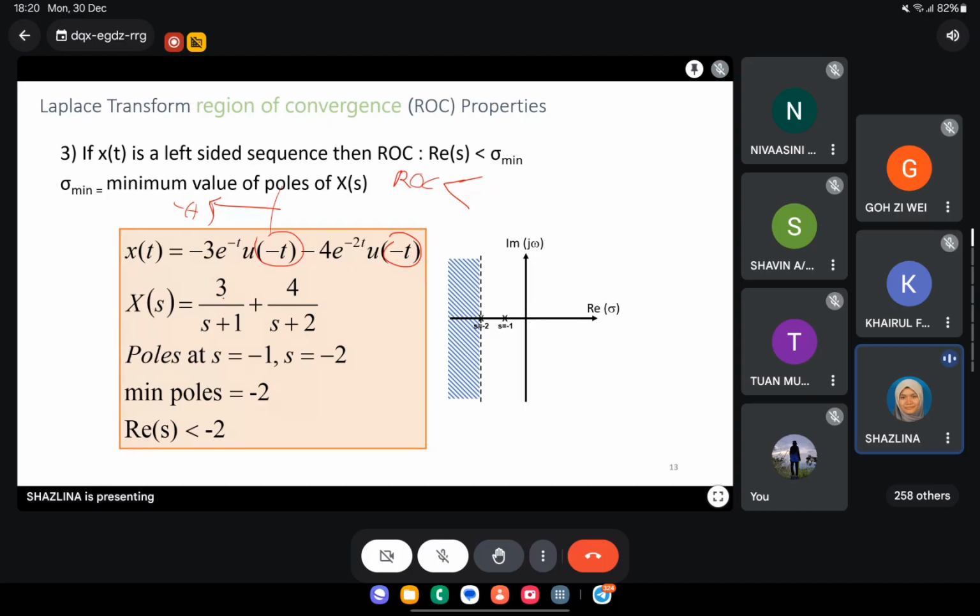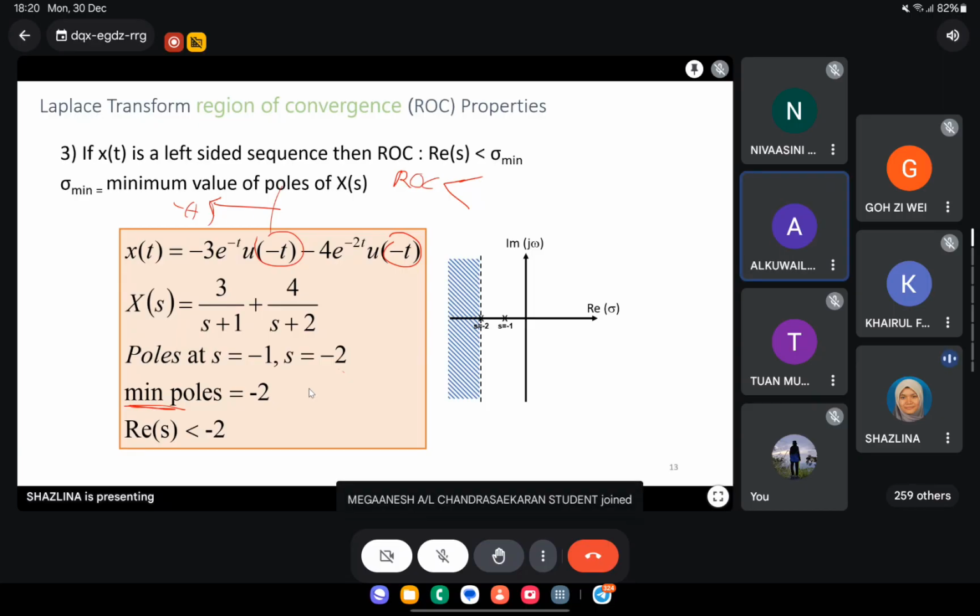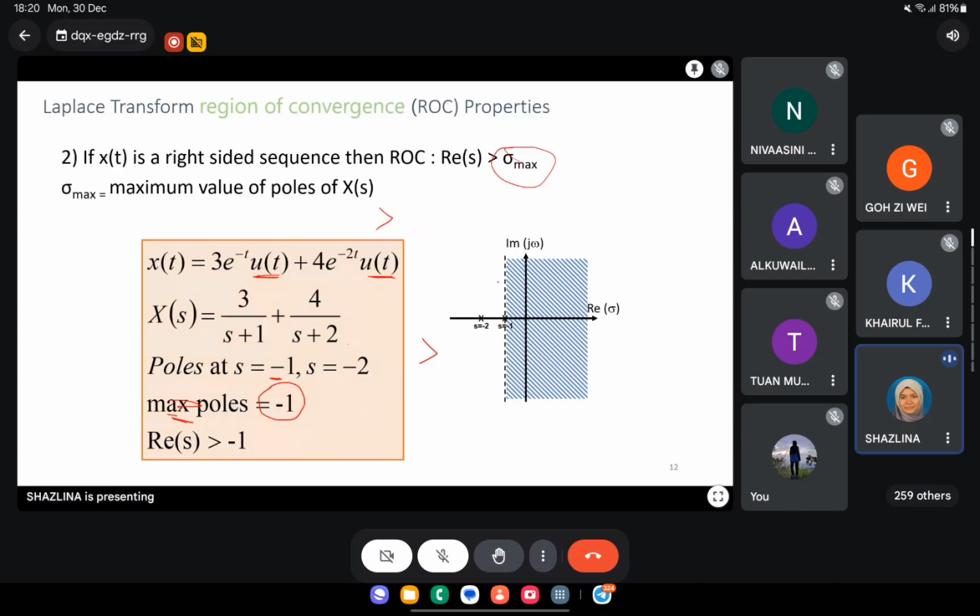The first term, the pole is -1. The second one, the pole is -2. So for this, you have to choose the minimum. Which is smaller, -1 or -2? -2 is smaller. So you choose the smaller or the minimum pole. So the ROC for this case is smaller than -2.